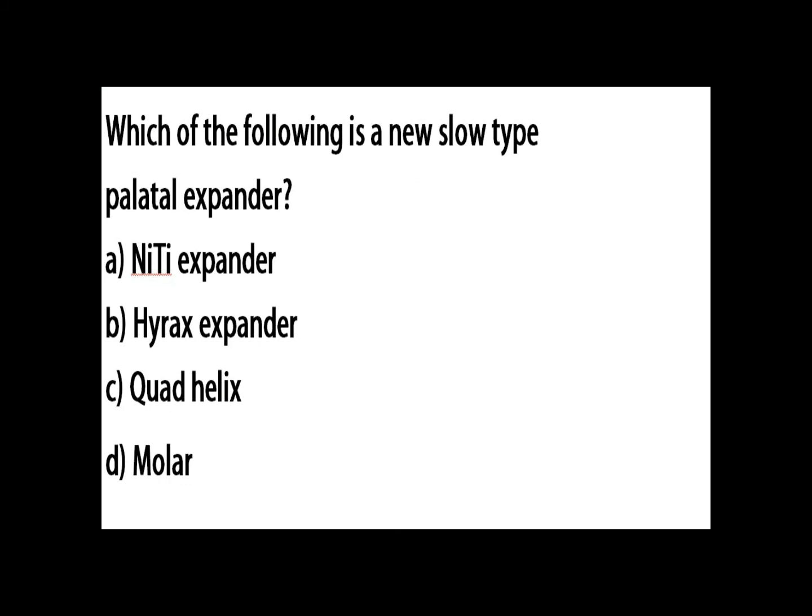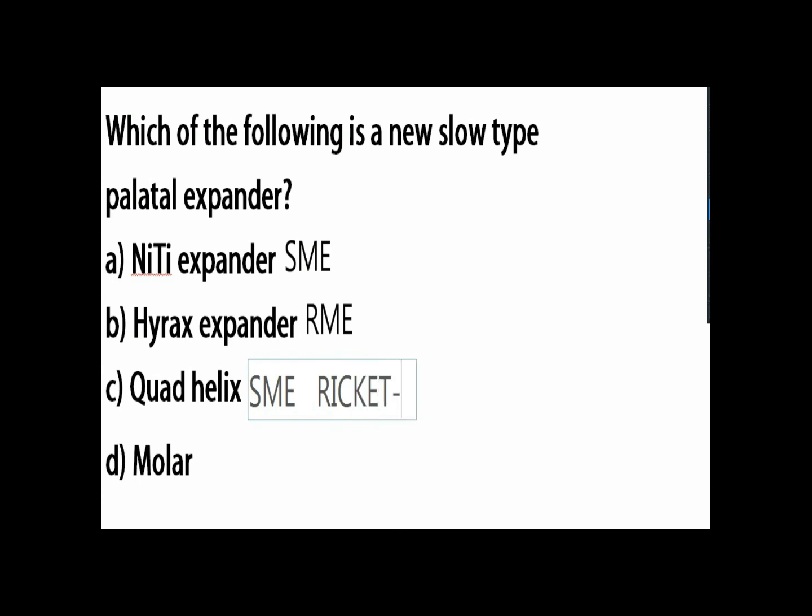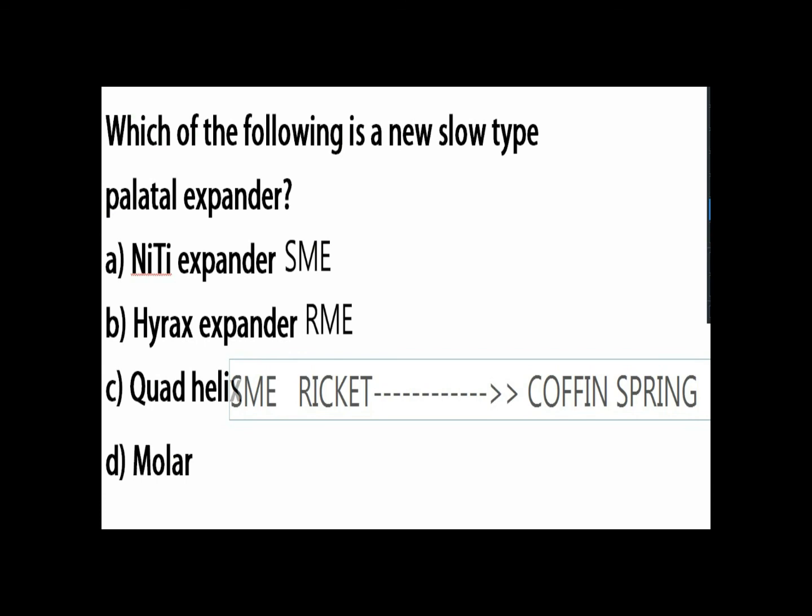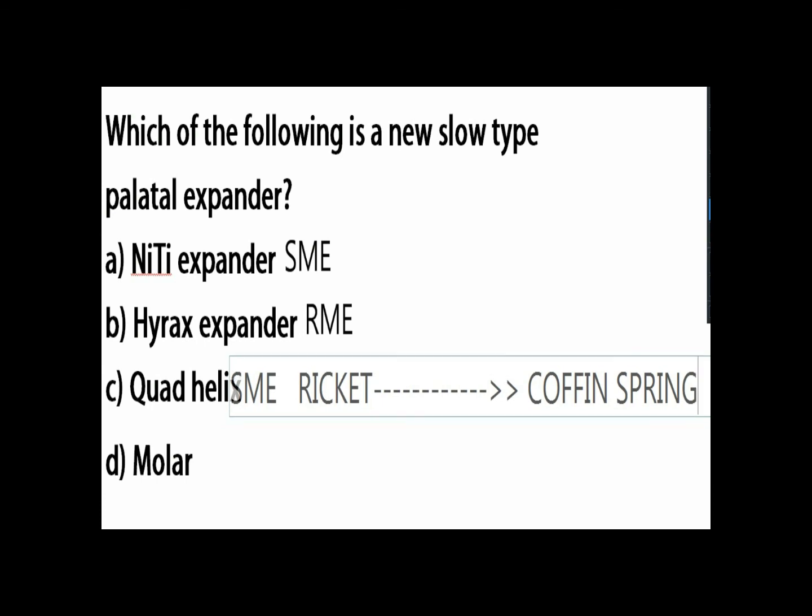Now going to the MCQ. The first MCQ is: which of the following is the new slow type of palatal expander? Now this Hyrax expander is an example of rapid maxillary expansion, so it is ruled out. The other options are quad helix and Nitinol expander. These both are types of slow palatal expander. Now remember, quad helix was described by Ricketts.